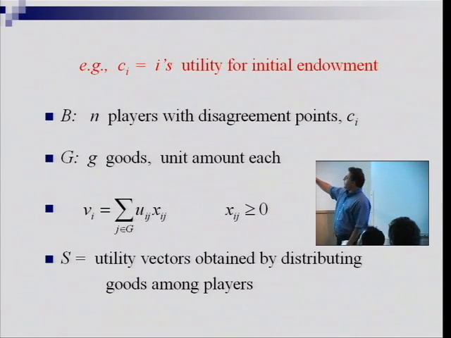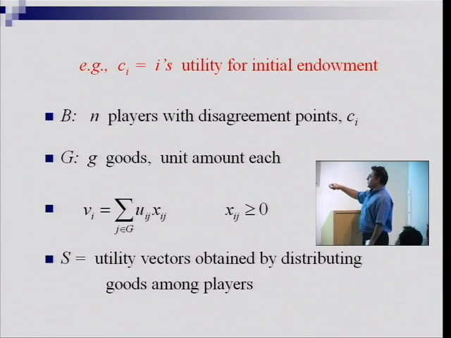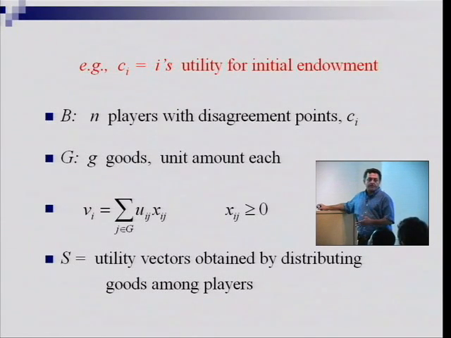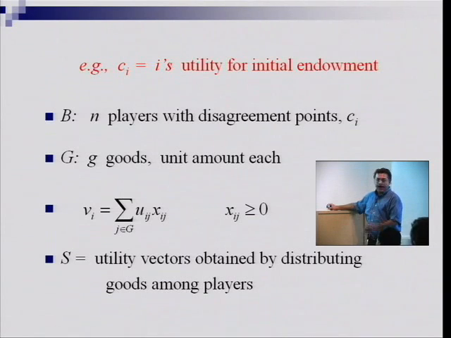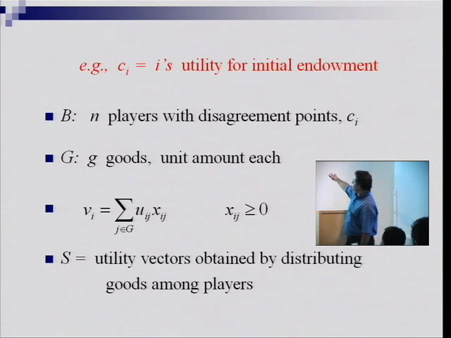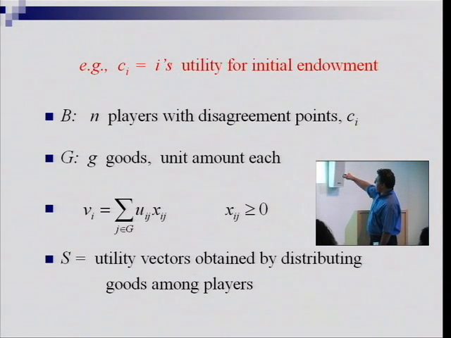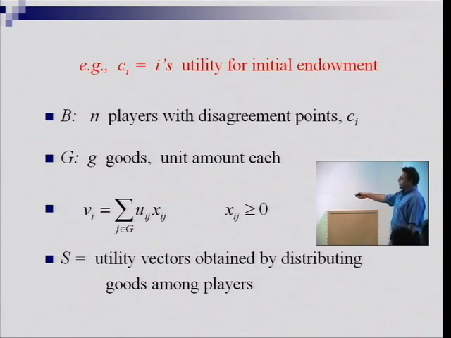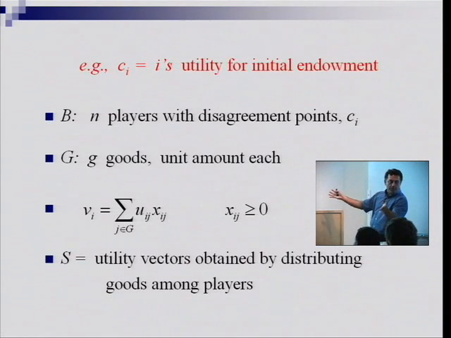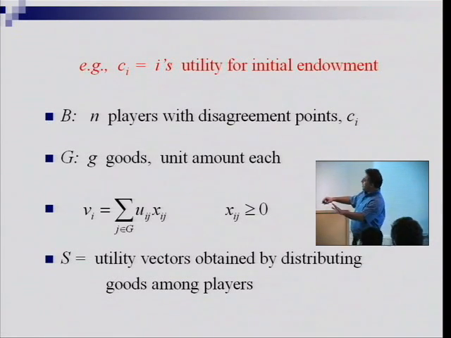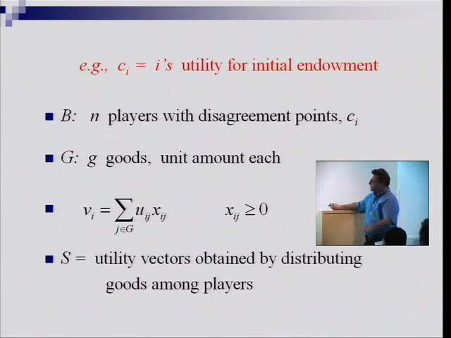If you want to make these c_i's more concrete, you may assume that each player has some initial endowment of goods, and c_i is i's initial utility for her endowment. So we are given all these numbers, c_i's and u_ij's, and now we distribute these goods in all possible ways among the people, compute the utilities that they got from the goods, and that is our feasible set S.